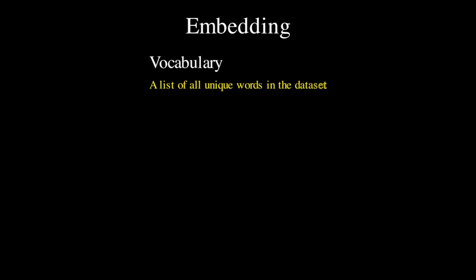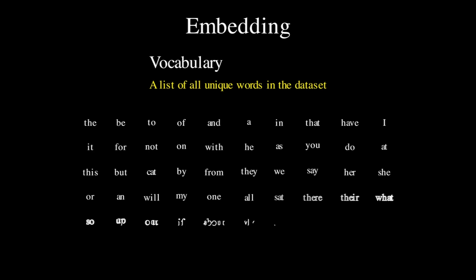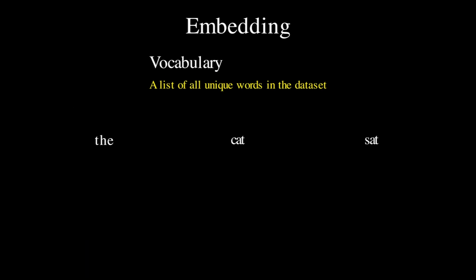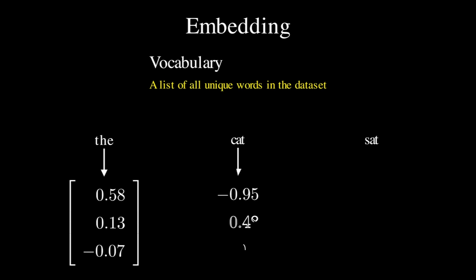Let's talk about what embeddings are. First, a vocabulary in this context is just a list of all unique words in the dataset. For the English vocabulary, it is every English word in the dictionary. Let's form an example sentence. Each word is actually represented as a vector, encoding information on its meaning. These vectors are embeddings for our model input.